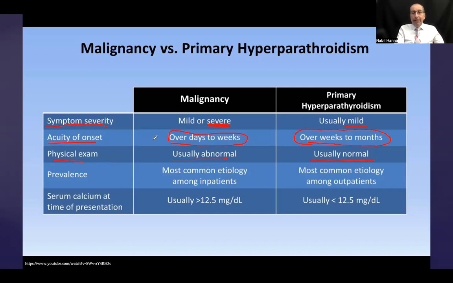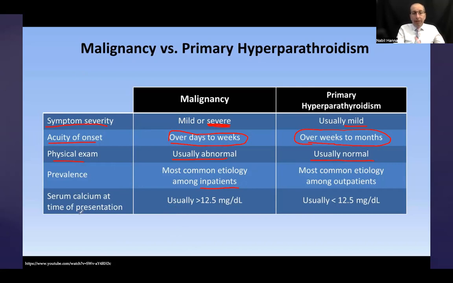We notice this malignancy hypercalcemia usually in inpatients. They are terminal cancer patients. They are usually hospitalized. And when malignancy is really very late, we start noticing hypercalcemia. But hyperparathyroidism is kind of an outpatient condition.